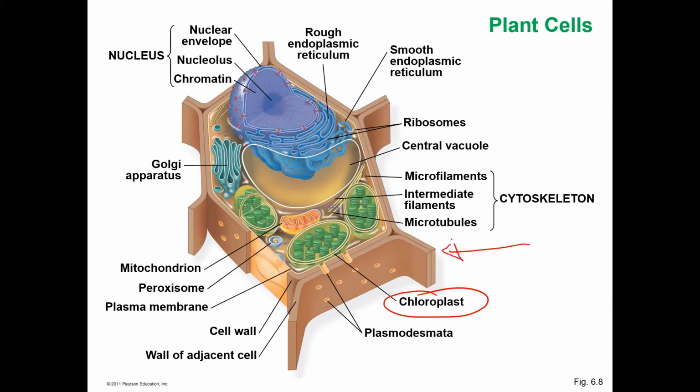Notice we have the cell wall. Remember, the cell wall is made out of cellulose. And something we talked about in the lab, of course, is that most plant cells have this central vacuole that's full of water. So there are three big differences in terms of the structure of plant cells, right? The central vacuole, the chloroplasts, and the cell wall made of cellulose.